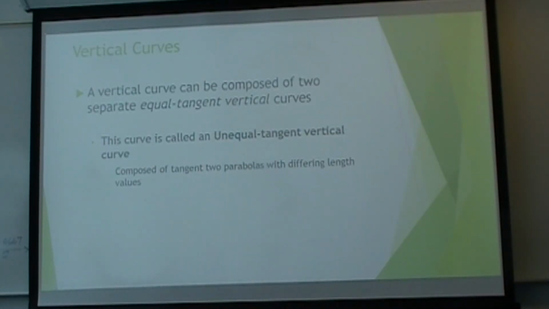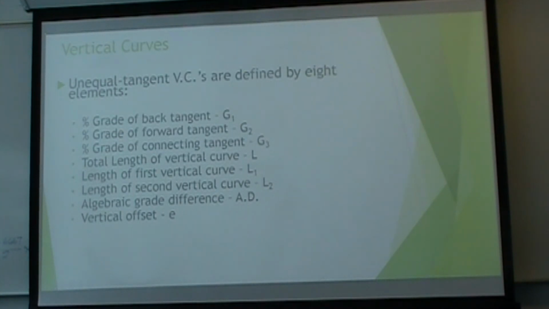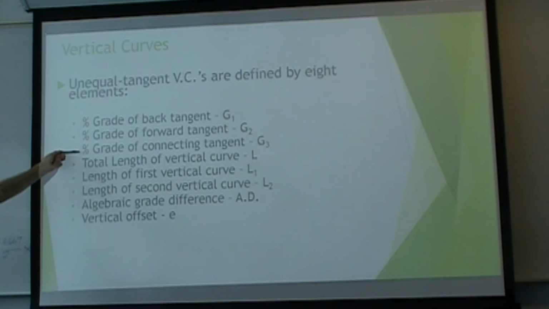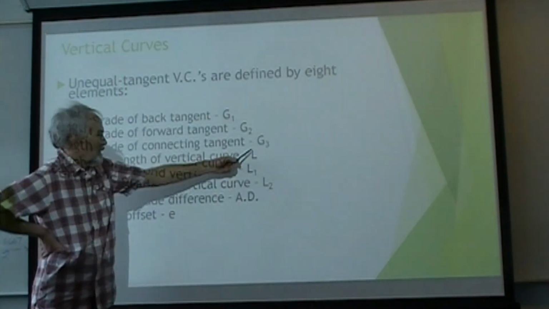Okay. The last class of vertical curve that you might be encountering is called an unequal tangent. And this is composed of two equal tangent vertical curves. And they are tangent parabolas, and they're tangent at the PVI location. Okay? So you're going to have two different L's associated with this. So you're going to have a percent grade in and a percent grade out. Okay, so that's going to be like the other grade, but then you're going to have a connecting grade between the two parabolas, which I refer to as G3.